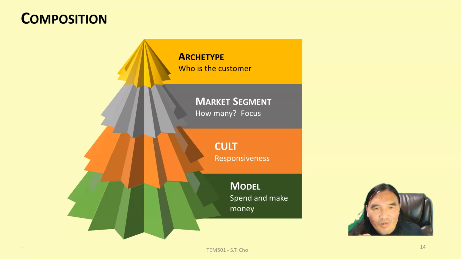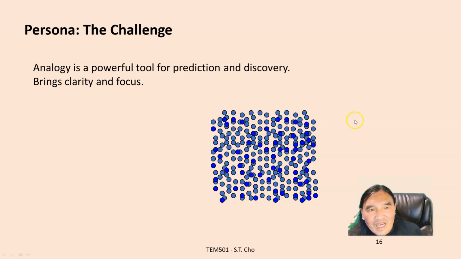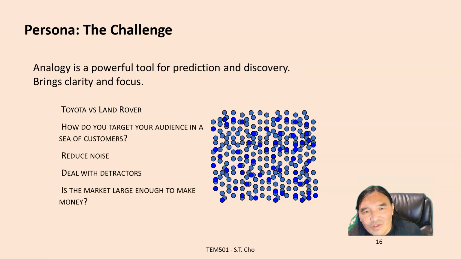And that's the best situation of all. I know if I can spend money, then I'm going to make money. So in terms of the archetype, it's persona. Who do you see and why? And so the challenge is figuring out who it is. And one way of doing it is actually doing analogy.